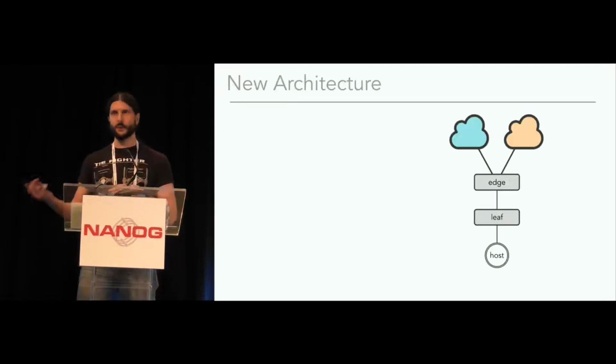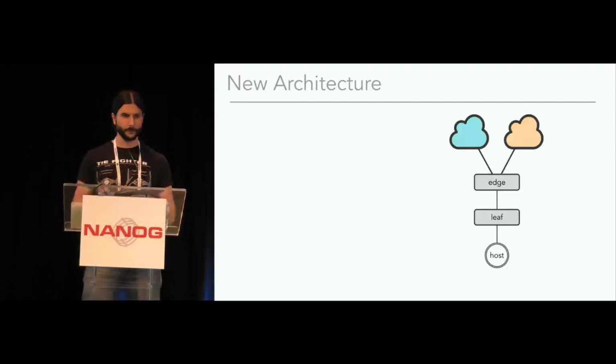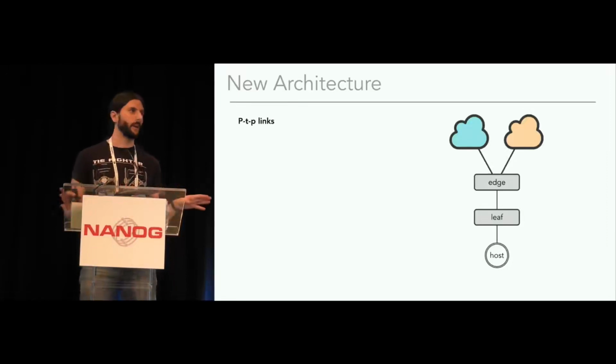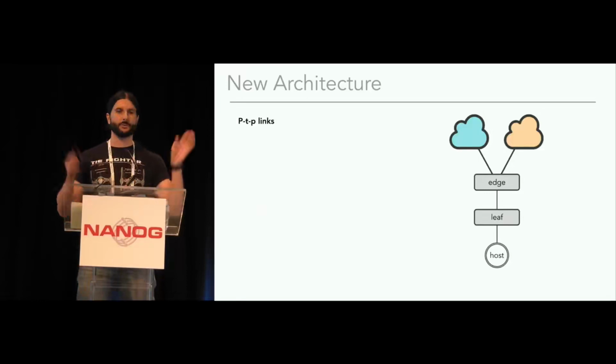So now I'm going to be describing the new architecture. I'm going to be using this leaf edge network, 1 host, 2 transits. So now we have only point-to-point links. No more layer 2 shared between transits or multiple devices, only point-to-point links.